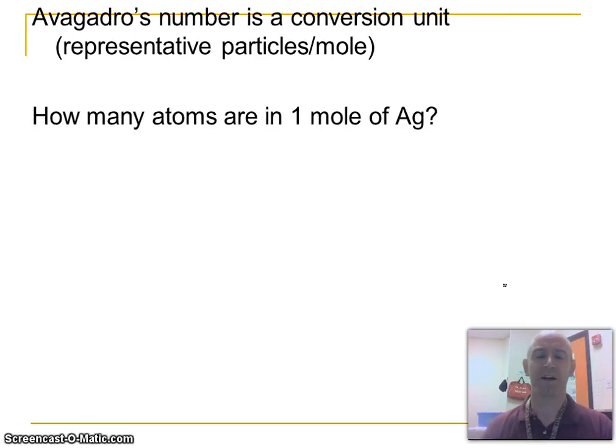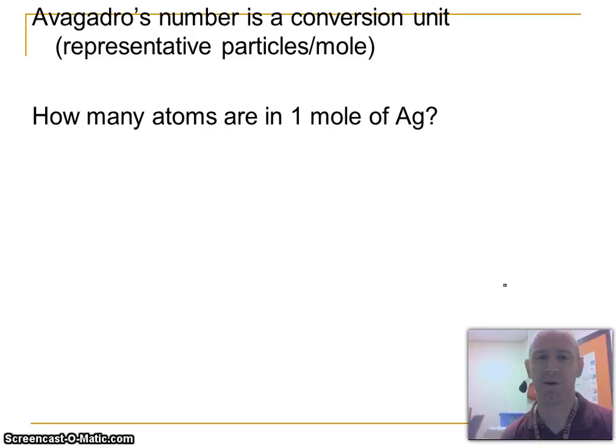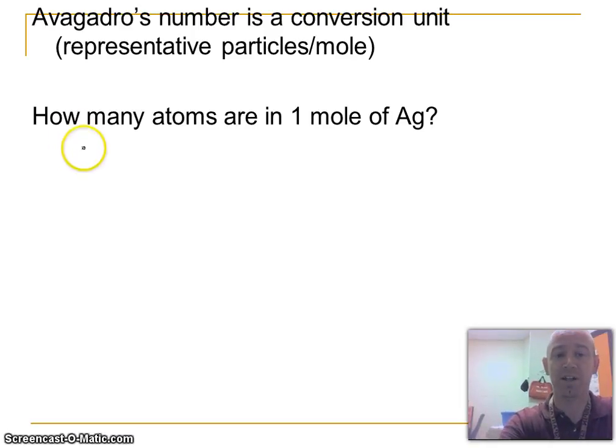Avogadro's number, or the number of moles, will act as a conversion unit for us, a way to get between moles and number of atoms, number of molecules, basically a way to get to number of representative particles. So let's do a quick calculation here. How many atoms are in 1 mole of silver? Well, right off the bat, you could probably answer, it's a mole, so it should have 6.02 times 10 to the 23rd atoms. You could also do this via dimensional analysis.